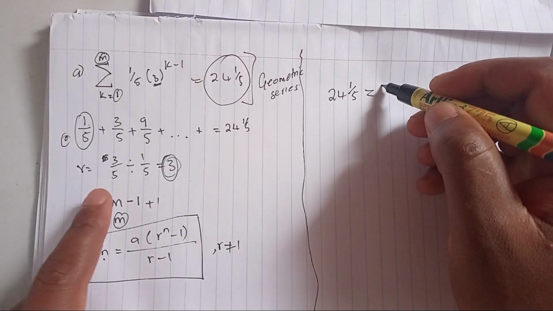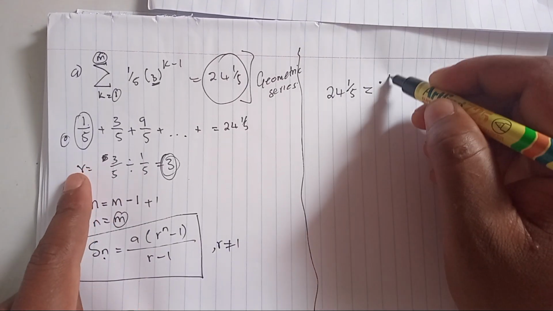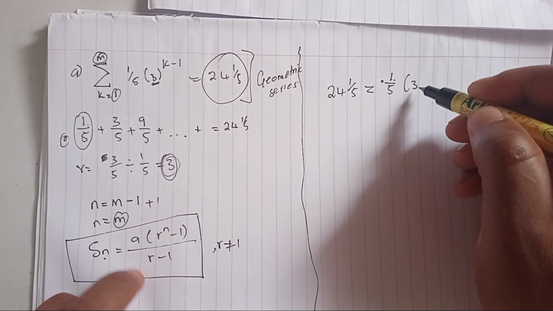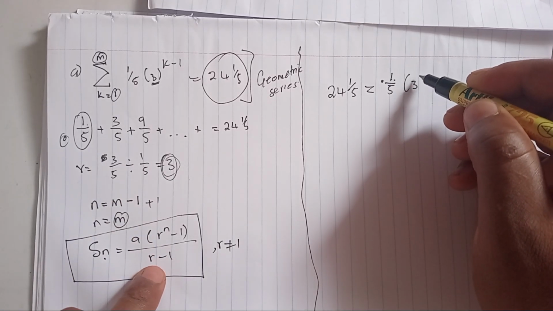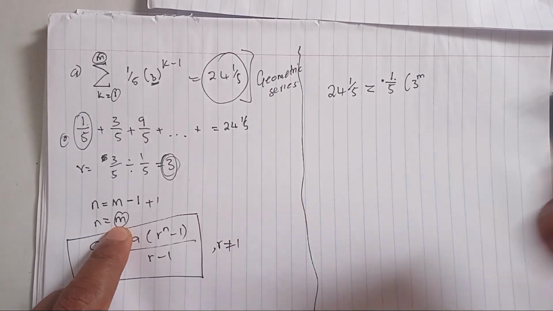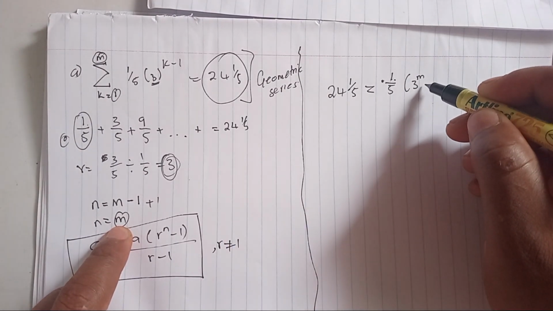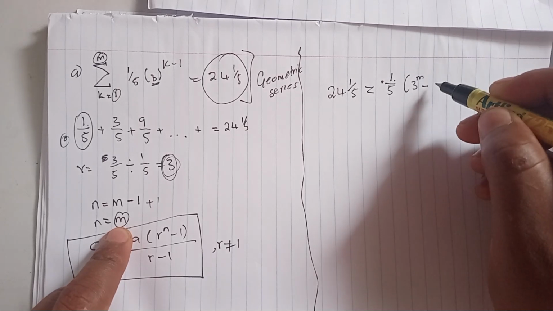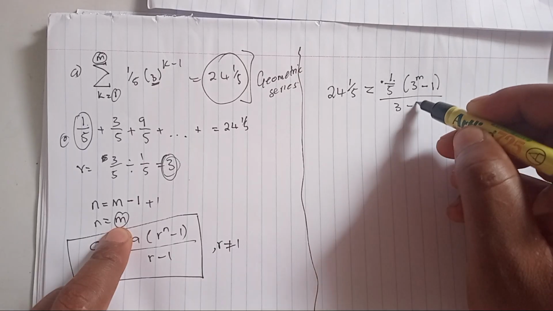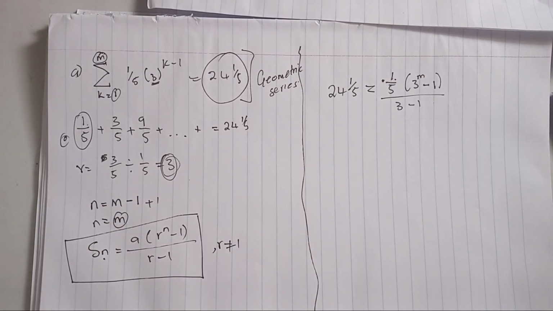What is the value of a? The value of a is 1/5, multiplied by what is r? r is 3. What is n? n is equivalent to m. They said we must find the value of m. So now we're going to say (3^m - 1) divided by (3 - 1). Now we work things out, guys.